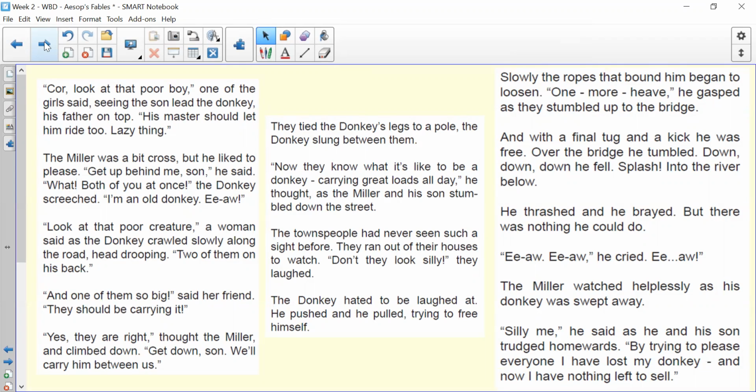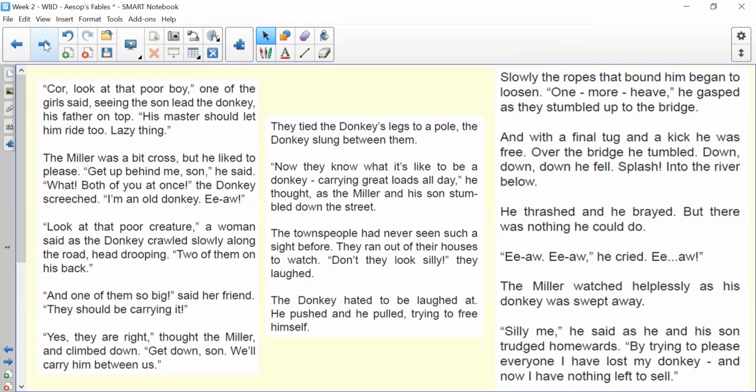"Eeyore!" "Look at that poor creature," a woman said as the donkey crawled slowly along the road, head drooping. "Two of them on his back." "And one of them so big," said her friend. "They should be carrying it." "Yes, they're right," thought the miller, and climbed down. "Get down, son. We'll carry him between us." They tied the donkey's legs to a pole, the donkey slung between them.